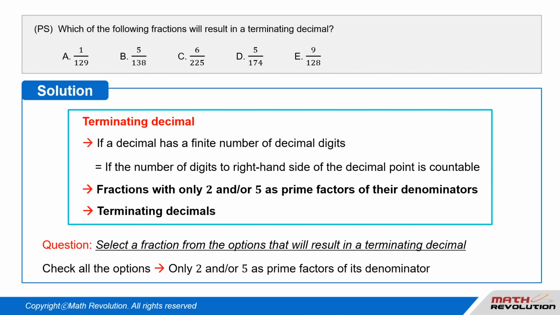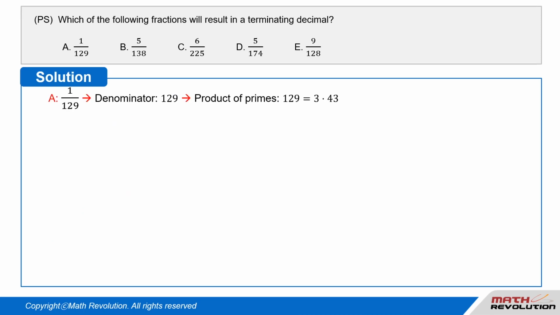of its denominators. A. 1 over 129. Here the denominator is 129, and when expressed as a product of its prime factors, we get 129 equals 3 times 43. B. 5 over 138. Here the denominator is 138, and when expressed as a product of its prime factors, we get 138 equals 2 times 3 times 23.